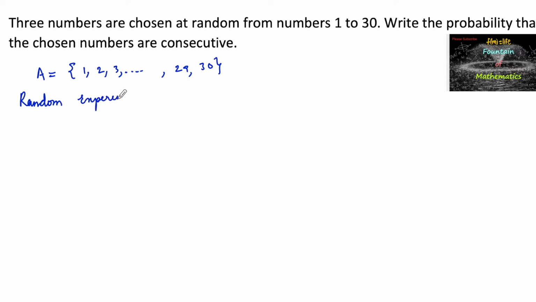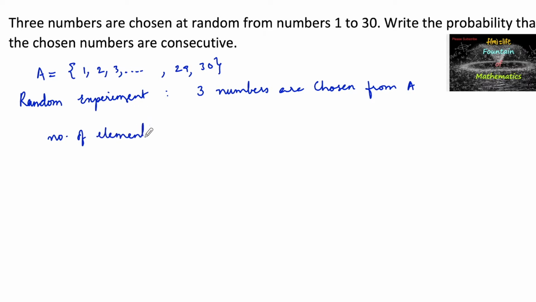So here the experiment we are performing is: 3 numbers are chosen at random from set A. So for the sample space, the number of elements in the sample space, that is n of S, is equal to, out of 30 numbers we are selecting 3 numbers, so that is 30C3. 30C3 is the number of elements in S, and the event in the experiment, one of the subsets of a sample space, can be taken.